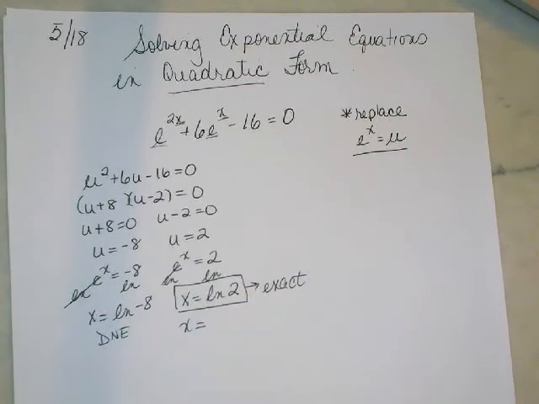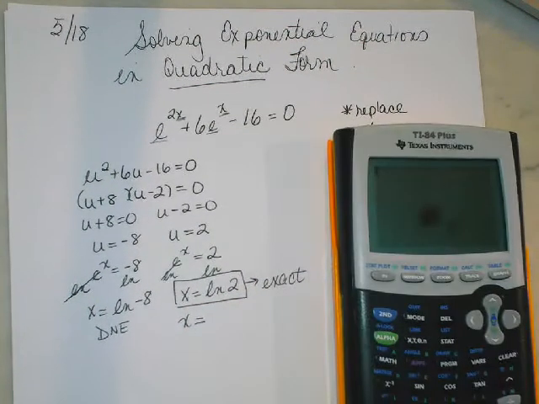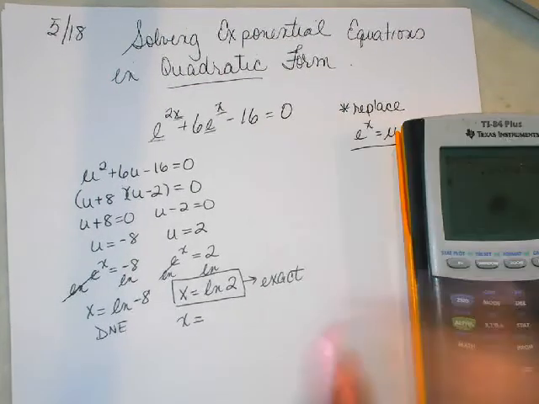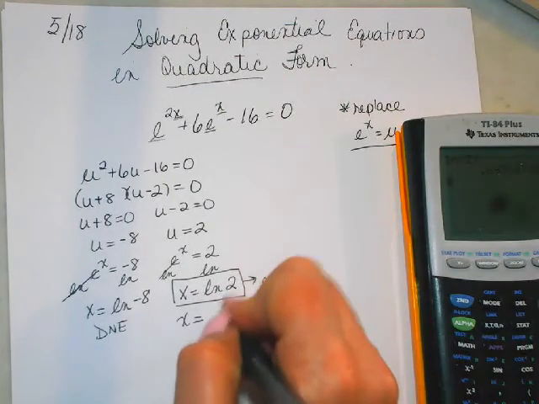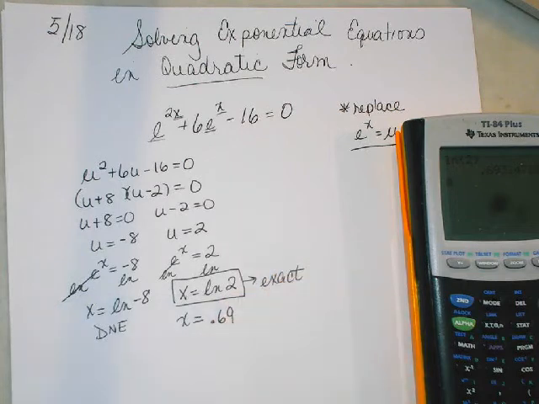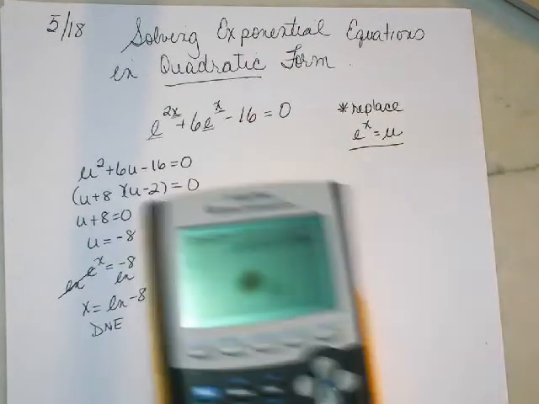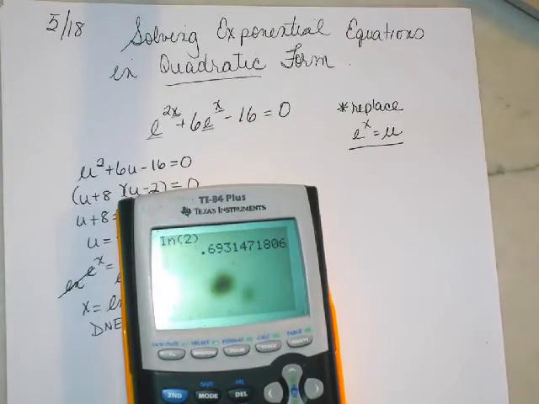And if I want to give the decimal approximation, which I actually want you guys to do, I want you to get more practice on the calculator. I want it to the hundredth. You're going to hit ln of 2, and it is 0.69. And you can check it. I'd like to see you guys check it.